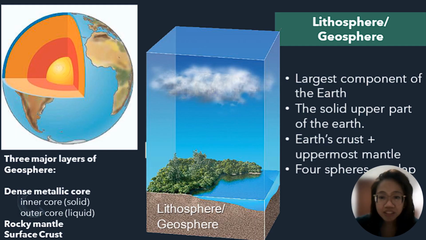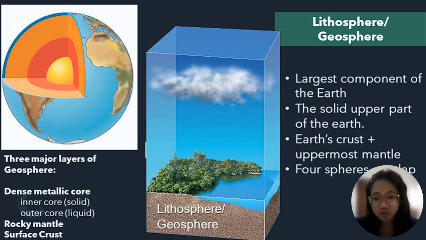Now, what is the difference between the term lithosphere and geosphere? There are references which use the lithosphere to refer to the solid upper part of the earth, meaning the earth's crust and the uppermost mantle. So for clarification, we're going to use the term lithosphere to refer to the outermost layer of our planet, pretty much the part where humans and other living things interact with.